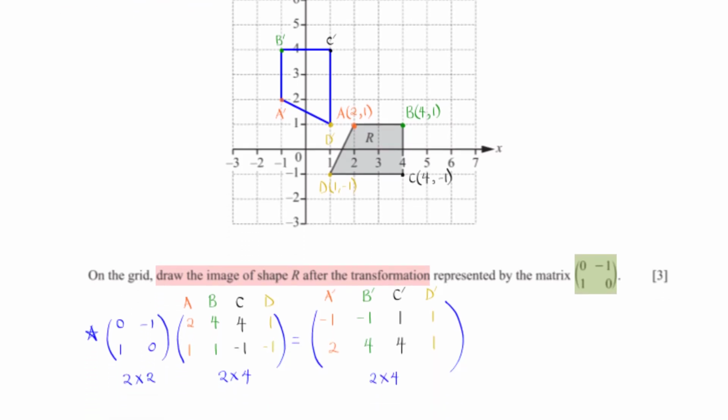Another way to go about this is to multiply the given matrix by the coordinates of the vertices of shape R and plot the resulting points on the graph.